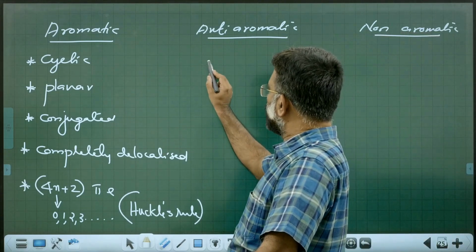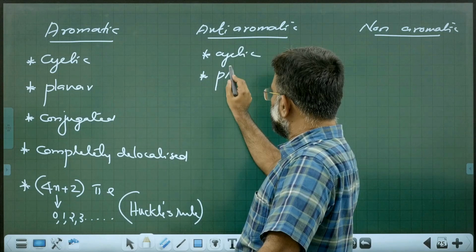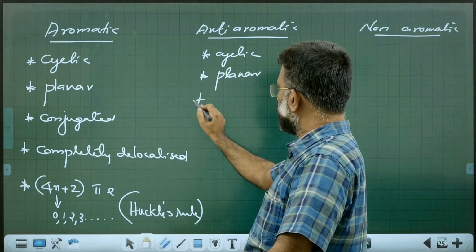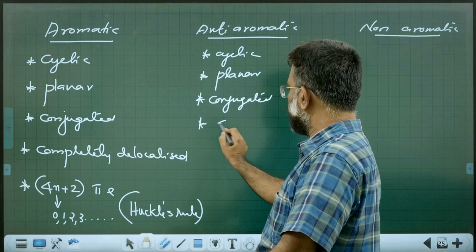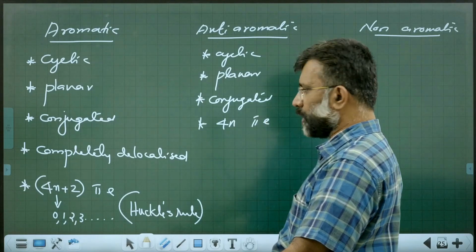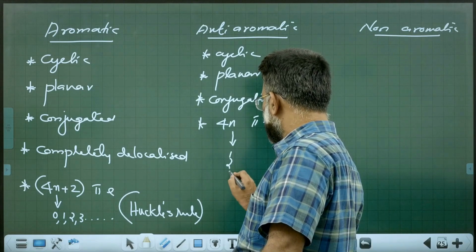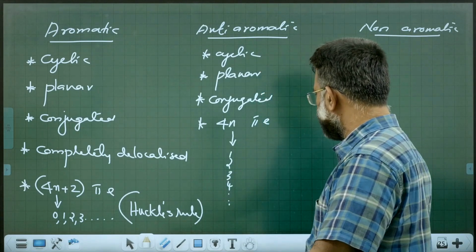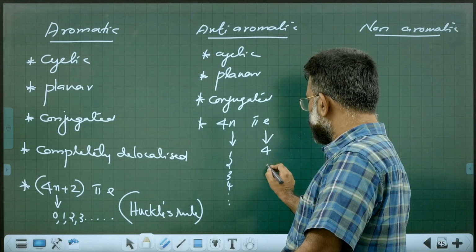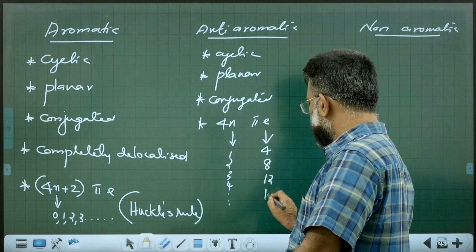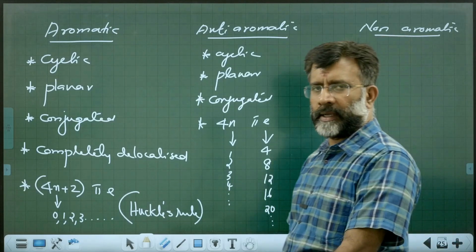Or what is anti-aromatic? Anti-aromatic, once again, will be cyclic in nature, planar in nature, conjugated in nature, but it contains 4n pi electrons, where n is equal to 1, 2, 3, 4, etc. That means n equal to 1, 4 pi electrons; n equal to 2, 8 pi electrons; 12 pi electrons, 16 pi electrons, 20 pi electrons. This is going to be anti-aromatic in nature.